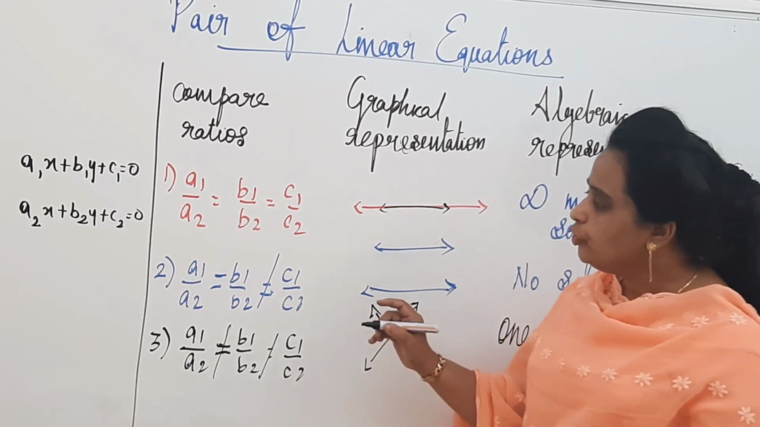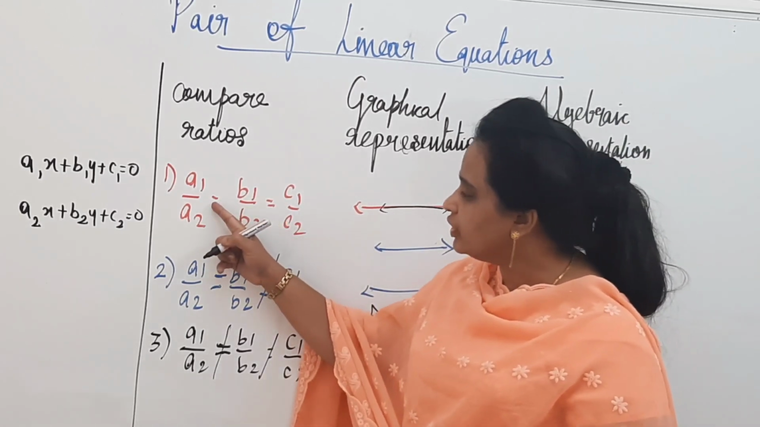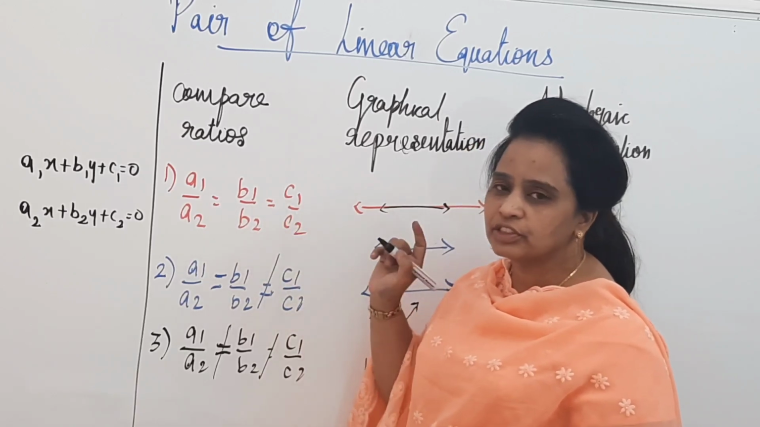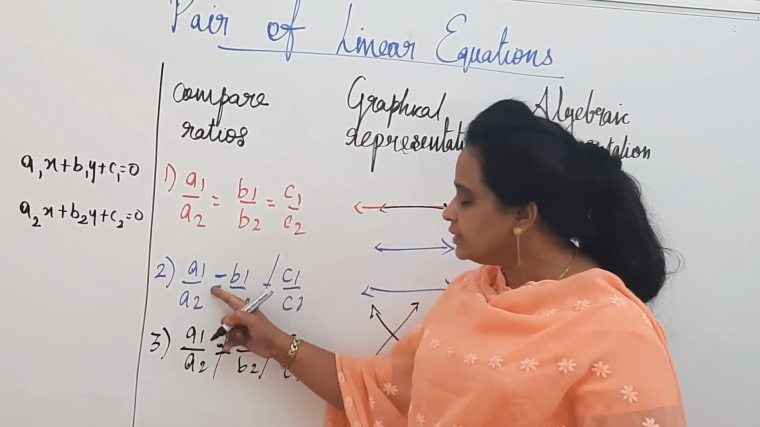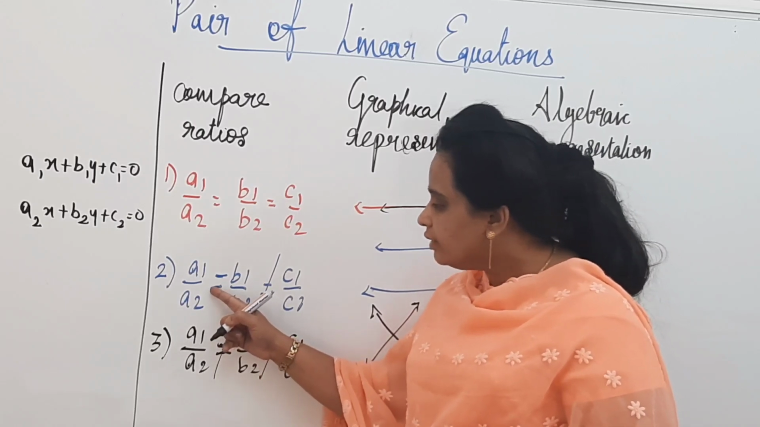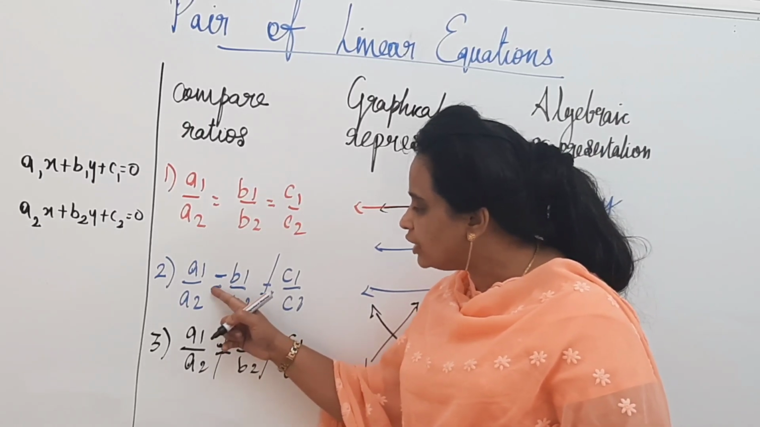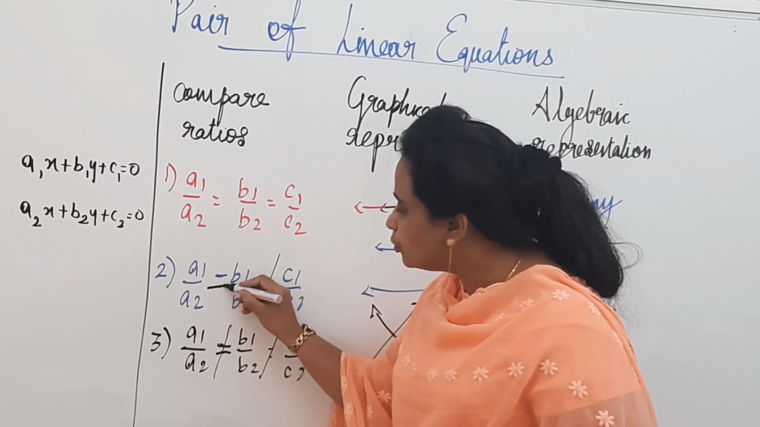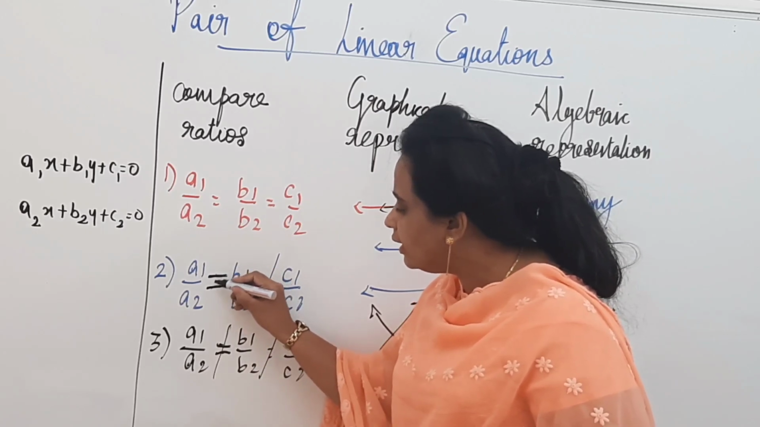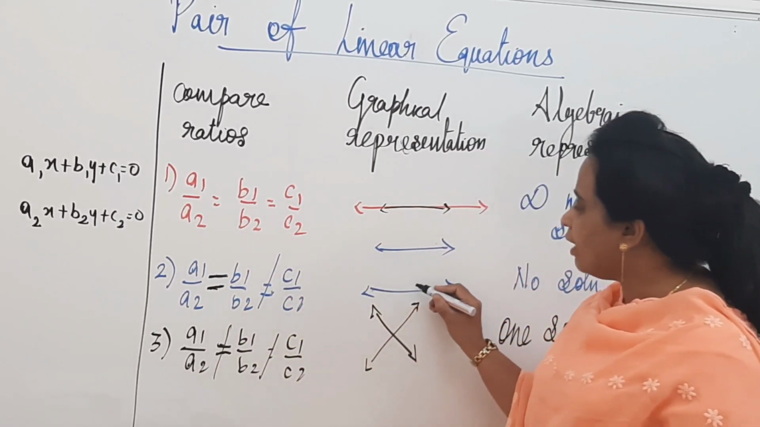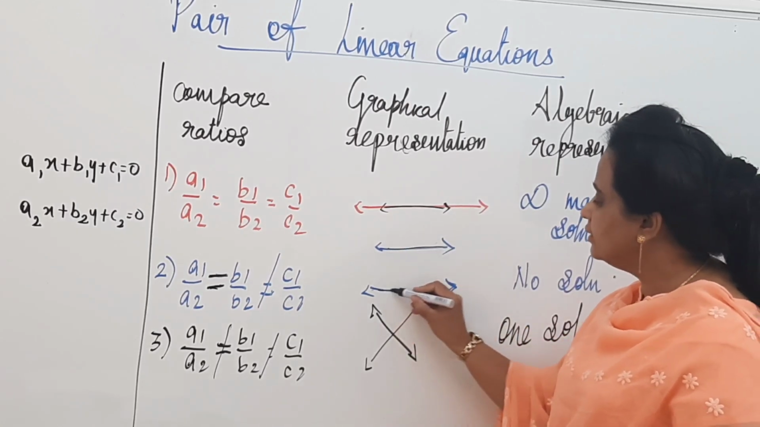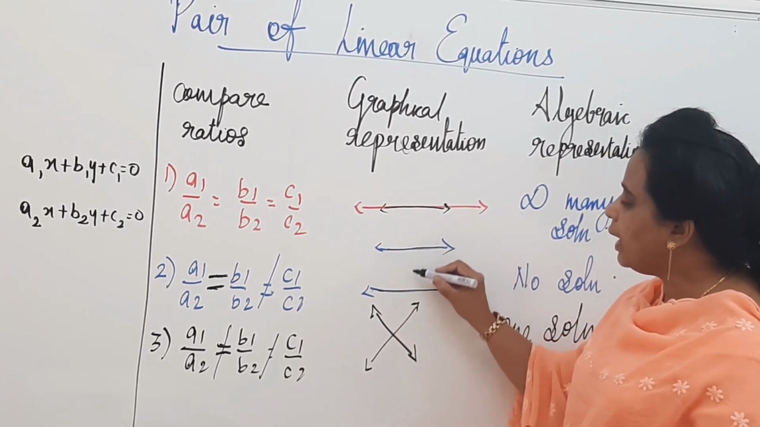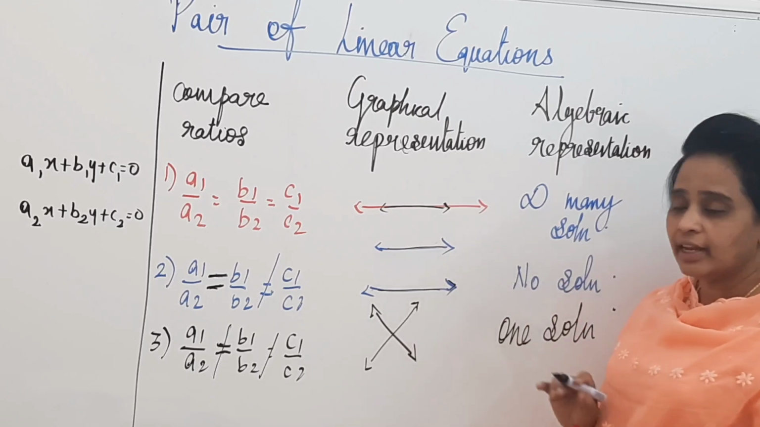Now children, you must understand, first I wrote all the ratios are equal. I get coinciding lines. And the second one, I can see the first ratio and the second ratios are equal. It seems they are parallel lines. So my graphical representation will be parallel lines. And of course the parallel lines, no solution at all.